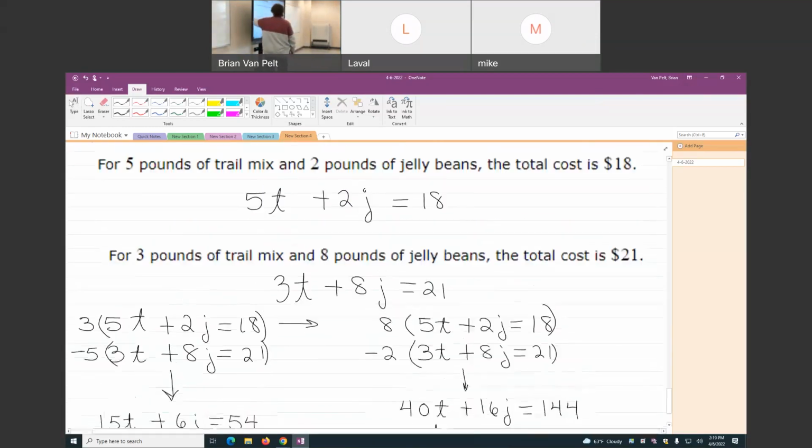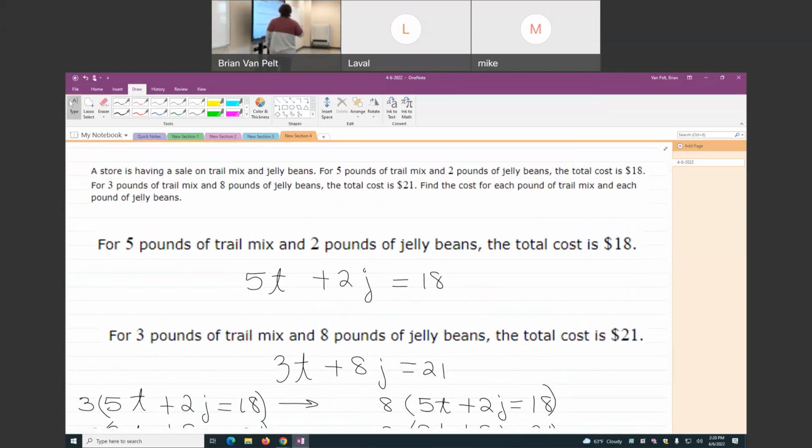Oh, listen. Find the cost for each pound of trail mix and each pound of jelly beans. Okay, so I guess I'll put it in here. The trail mix was $3 per pound. And the jelly beans were $1.50 a pound.